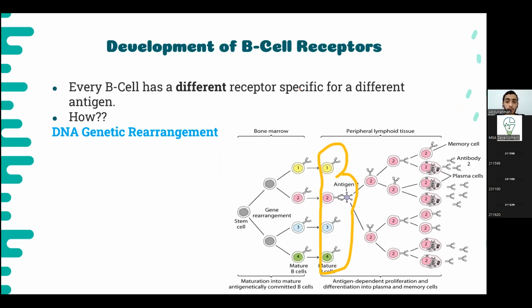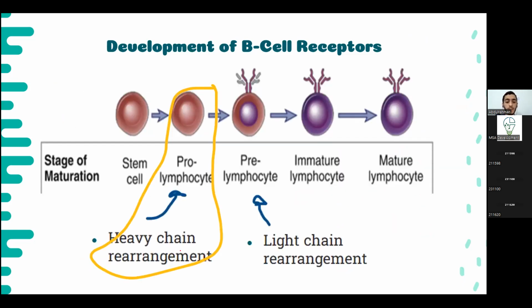How do we get a different B cell? Like, how do we get a different antibody receptor for every different antigen that we're going to have? It all occurs through a process of DNA genetic rearrangement. What exactly happens here? So again, take the idea of a key. This is the key, and these are the 4 doors. If all of them were the same as the first one, they're not going to open it. That's why we have a variation. Now, how does this variation occur? DNA genetic rearrangement, okay?